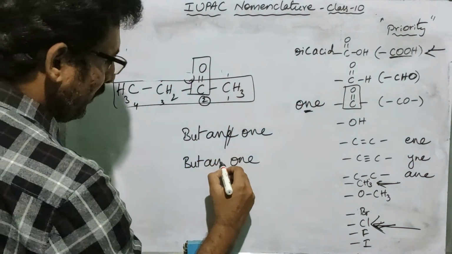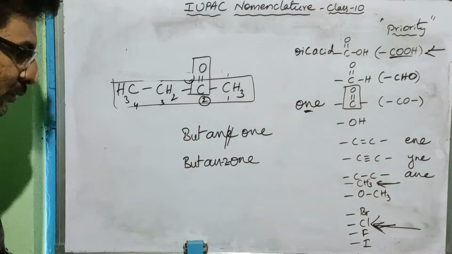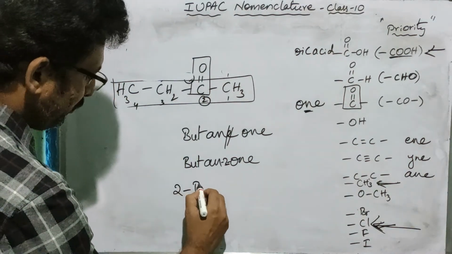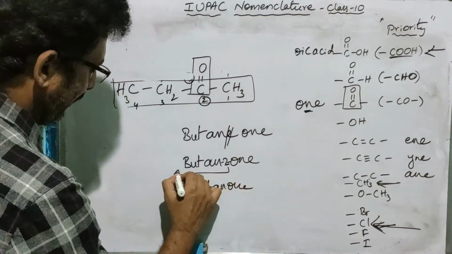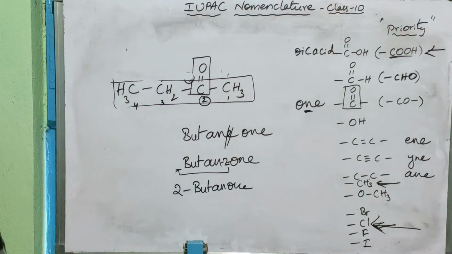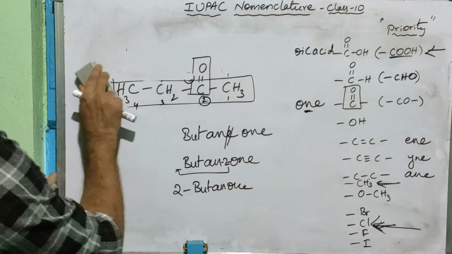So this will be butan-2-one, or you can bring that 2 to the front. So it becomes 2-butanone. So it is 2-butanone.